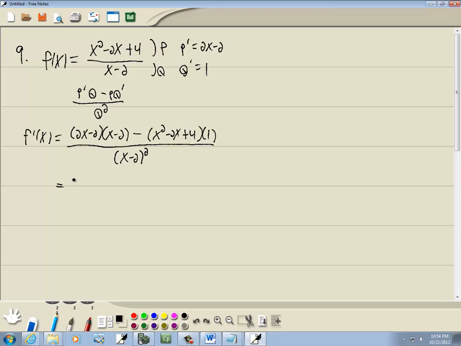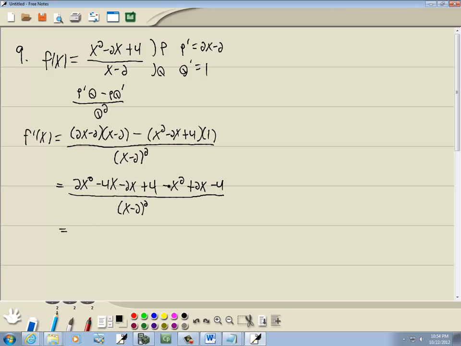2x times x is 2x squared. 2x times negative 2 is negative 4x. Negative 2 times x is negative 2x. Negative 2 times negative 2 is positive 4. A negative in front of your parentheses flips the sign of everything inside. So it becomes a negative x squared plus 2x minus 4, all over x minus 2 squared.